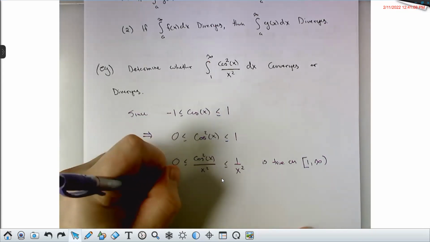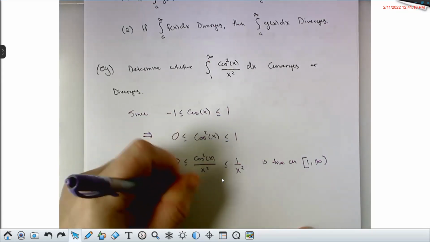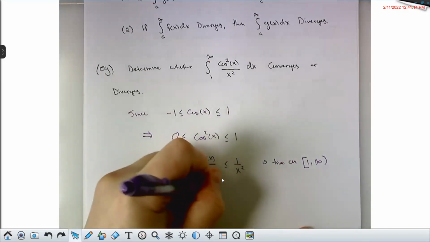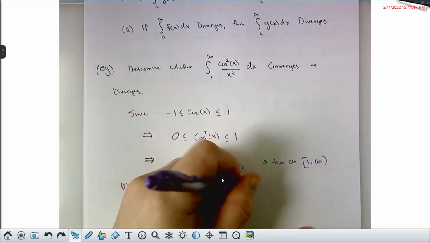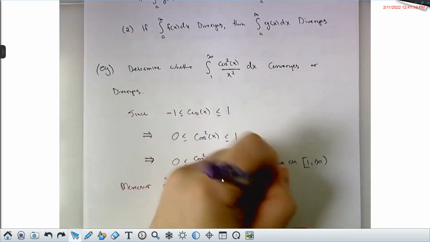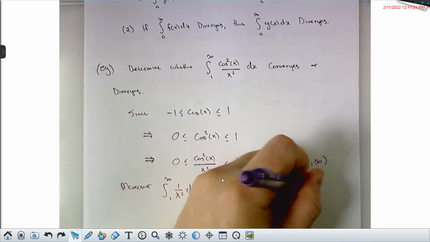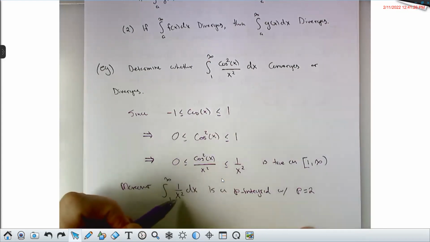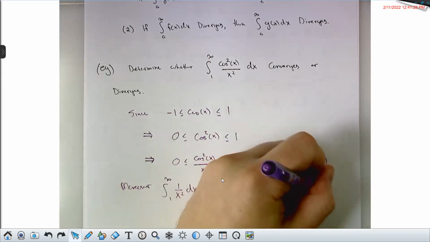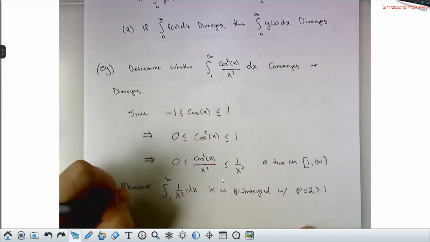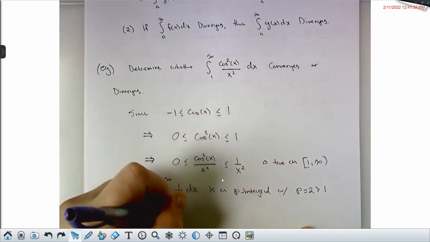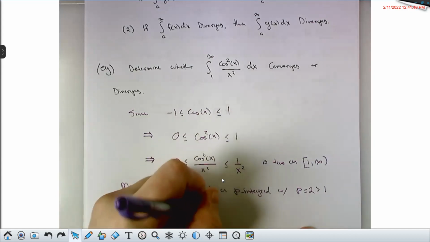Moreover, we know that the integral from 1 to infinity of 1 over x squared dx, this is a p integral with p equal to 2. And we know p integrals converge if p is bigger than 1. 2 is bigger than 1. So this integral converges.